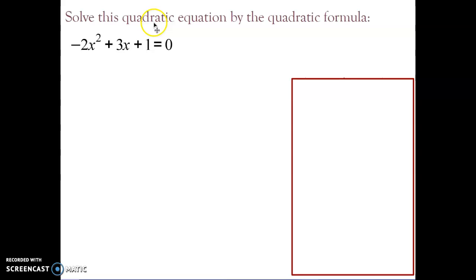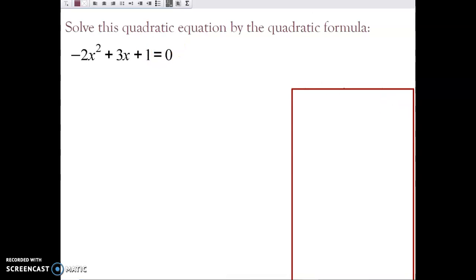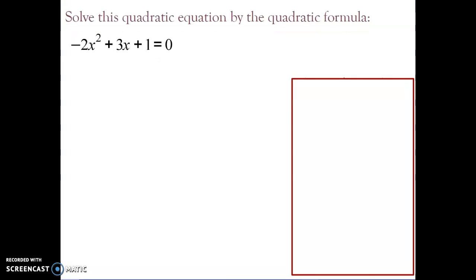Okay, here's our first one. So this one is already equal to 0, which is the form that we need it to be in to solve using the quadratic formula. And you saw in the quadratic formula that we had an A, a B, and a C. All right, so let's identify what those are. We've done this several times. A is the coefficient on the x squared term. B is the coefficient on the x to the first term. And C is the constant term.